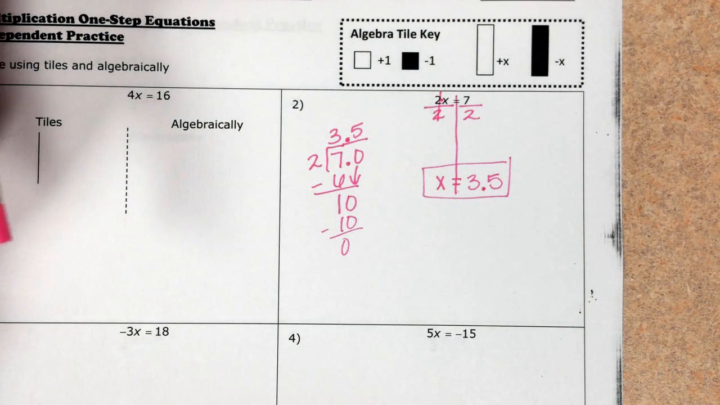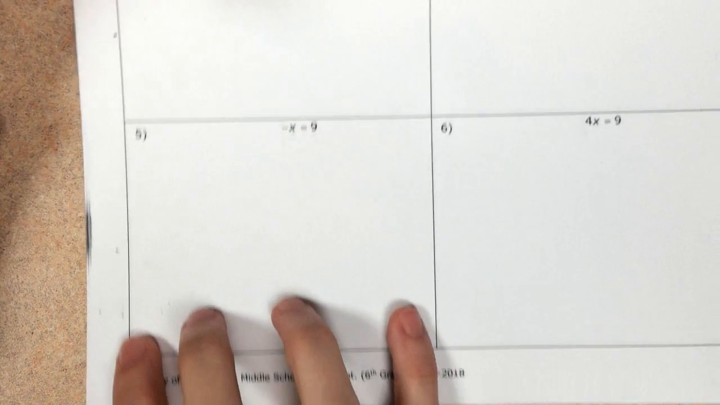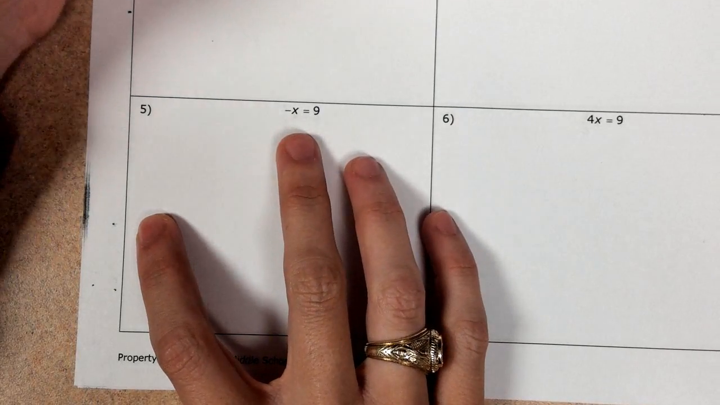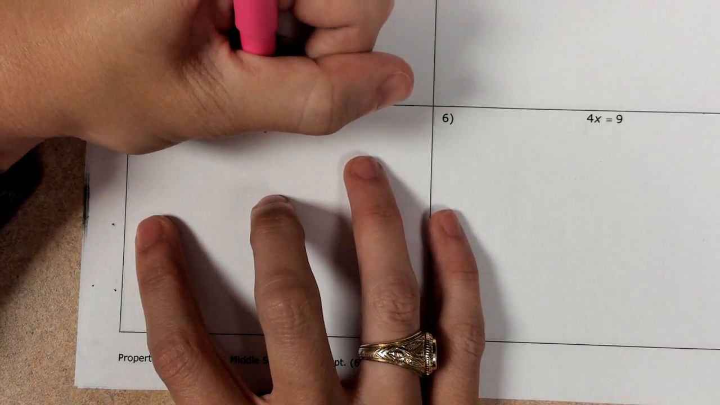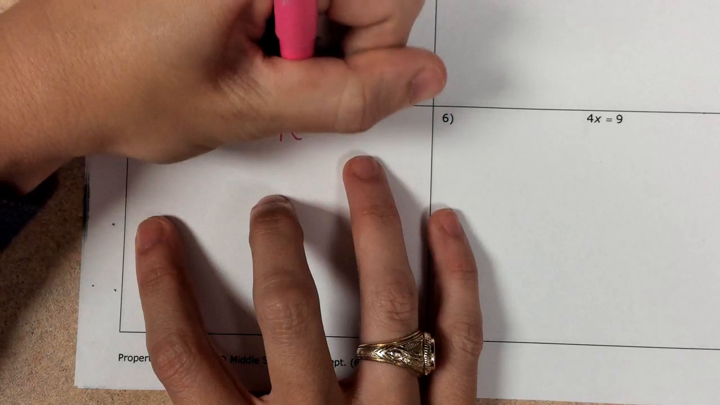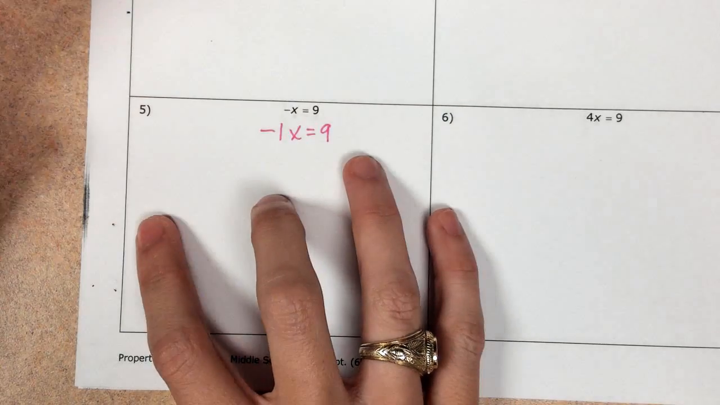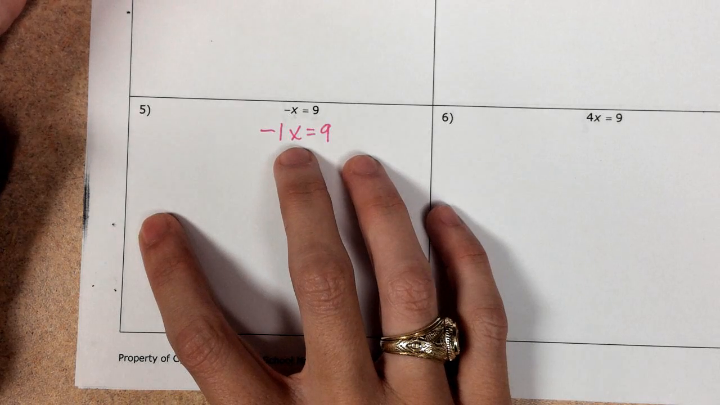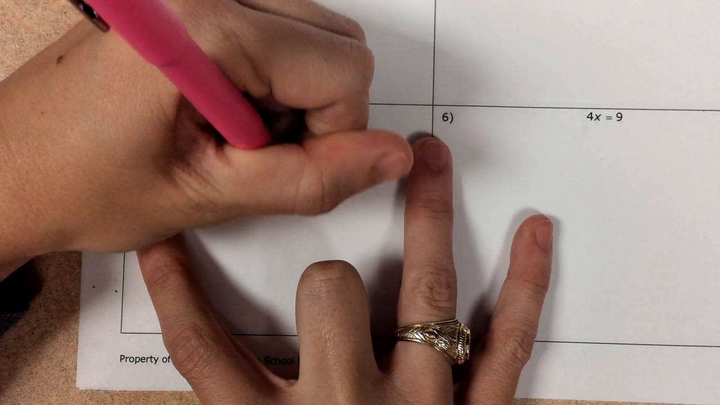I'm going to do one more with you on this sheet, and it's going to be this one down here, number 5. Now this one looks really weird. So before we even get started, I want you to rewrite this as negative 1x is equal to 9, because that's really what this is. It's a negative x. It's 1 negative x. So I can write it that way.